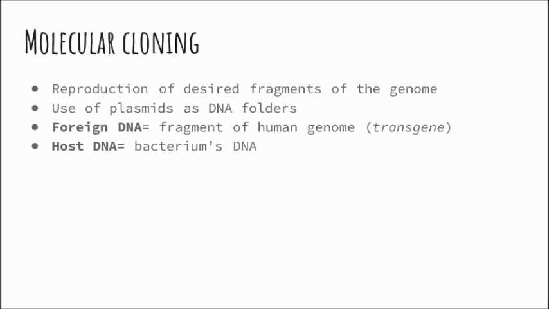With molecular cloning, we can reproduce desired fragments of a genome. So we can use plasmids from prokaryotes as DNA folders and insert foreign DNA, which would be a fragment of the human genome. Once it's transferred to something else, like a bacterium, it would be called a transgene. And the host DNA would be the bacterium's DNA.